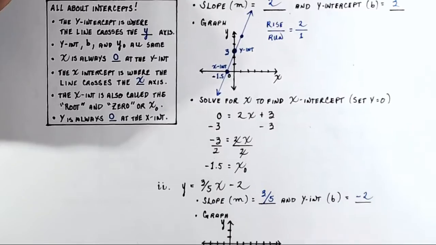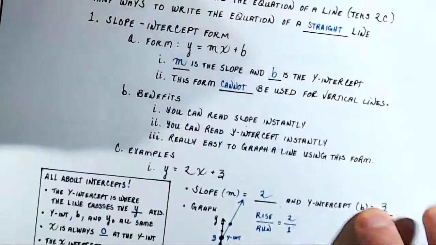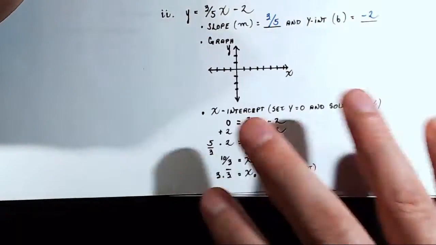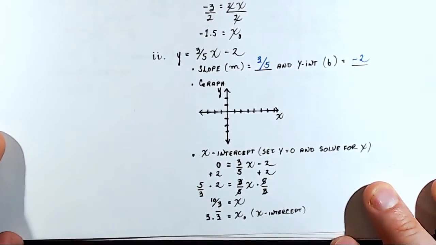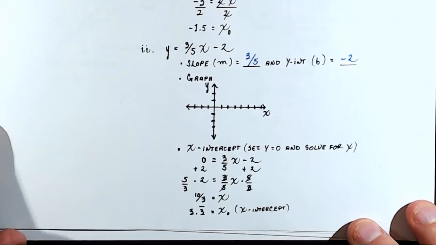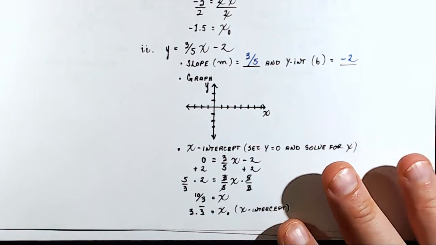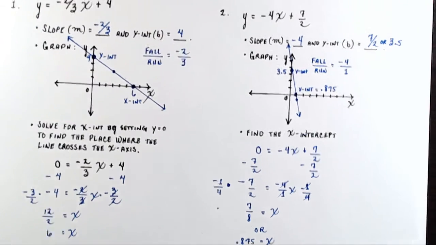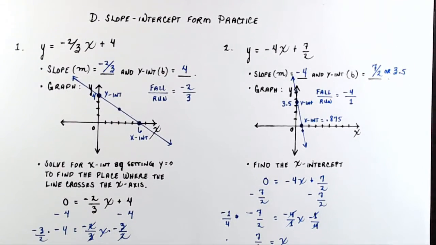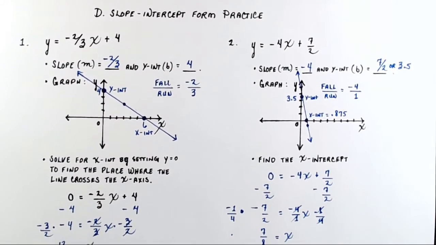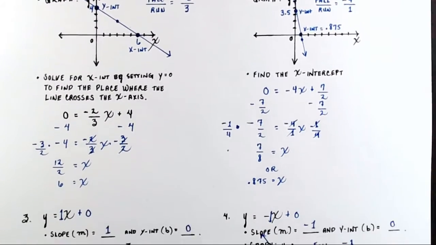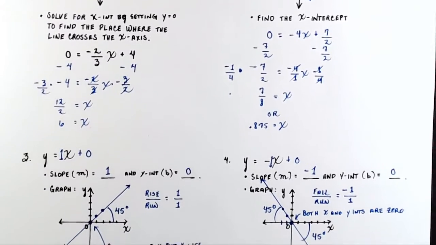Okay, and then I think I'd just show another example here. Y equals 3/5 x minus 2. And we do exactly the same thing we just did above. All right, so then there's some practice here. And we're doing the same thing that we did for those 2 example problems in our notes here in the practice.